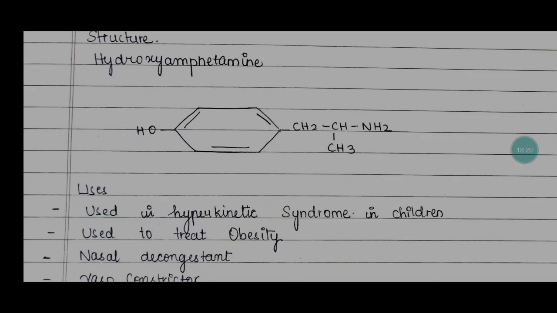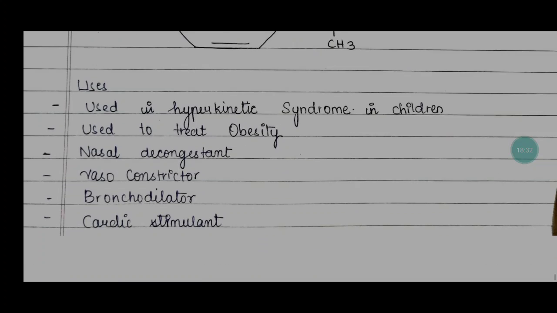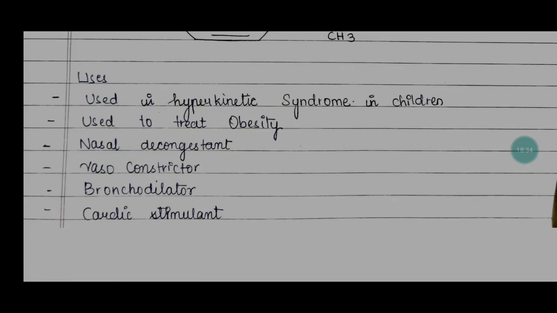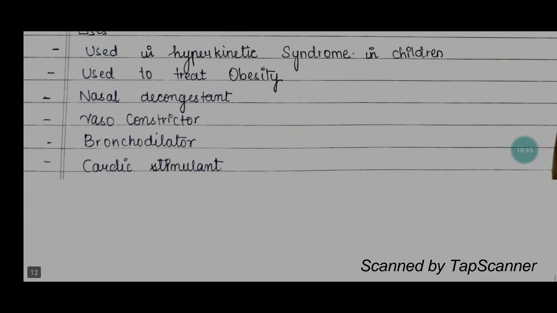And the uses for hydroxyamphetamine: it is used in hyperkinetic syndrome in children, and is also used in the treatment of obesity, as a nasal decongestant and vasoconstrictor, as well as a bronchodilator, and it is also used as a cardiac stimulant.